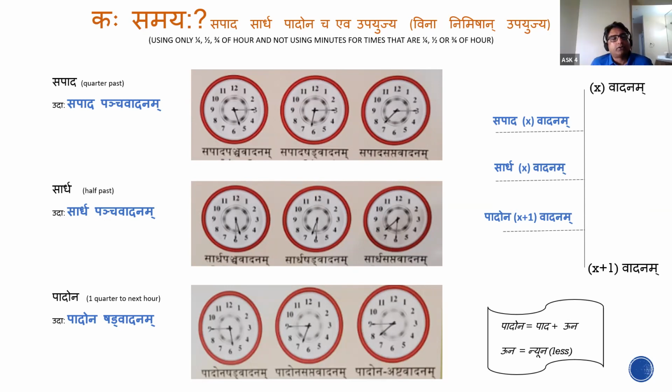What is 9:45? Padona Dashavadanam. What is 11:15? Sapada Ekadasha Vadanam. What is 12:30? Sartha Dvadasha Vadanam. Just add these fellows, Sapada, Sartha, and Padona. Other than that, it is just the full time. Any doubt?